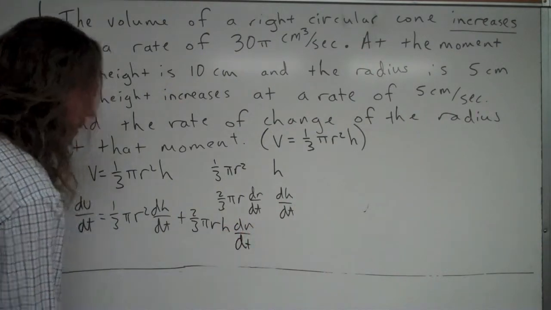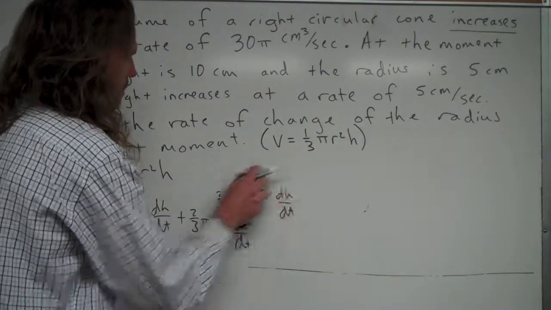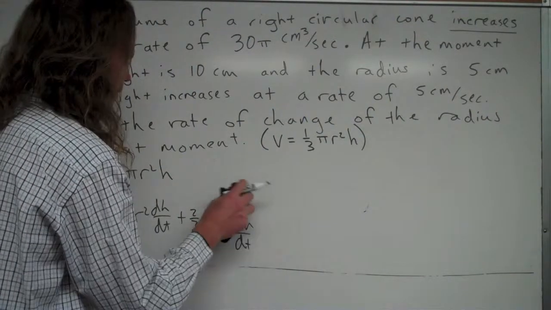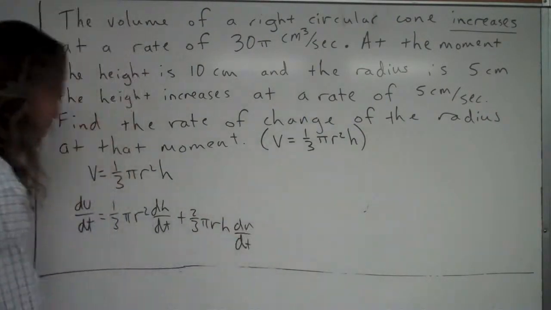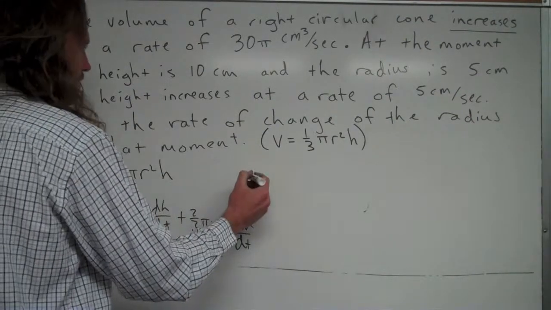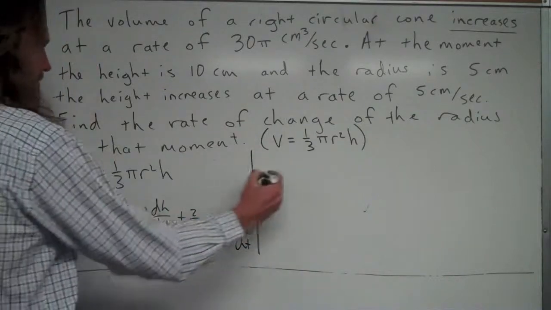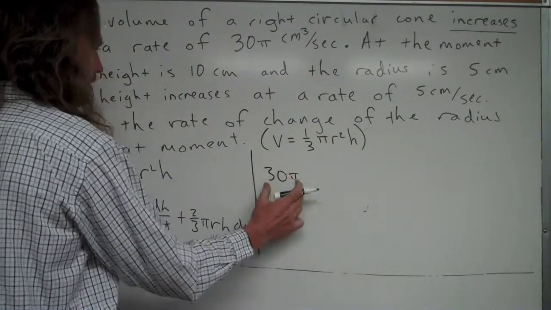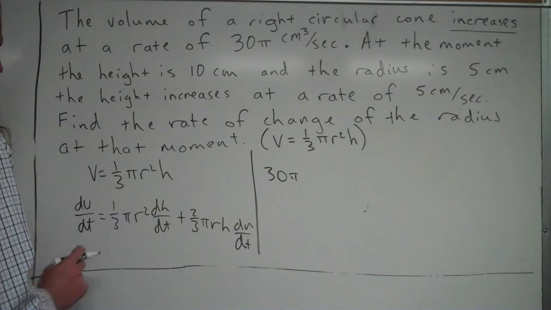Okay, now I'm going to have to erase this as well here. I just used that for the product rule, so I don't need that anymore. So at this point, I basically have a bunch of given information that we just erased a second ago. I was given that dv over dt is equal to 30 pi, so I'm going to plug that in for dv over dt. So I'll put that in right over here.